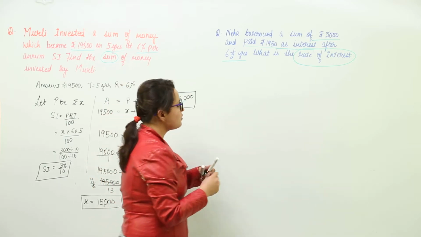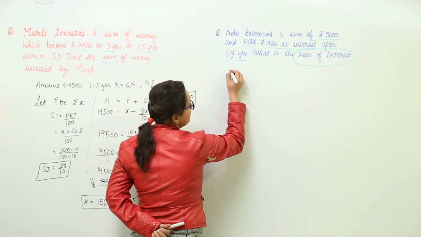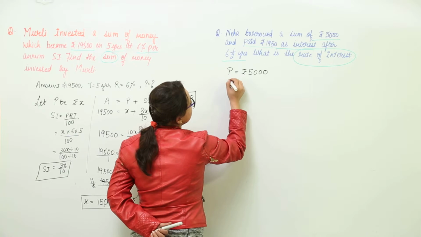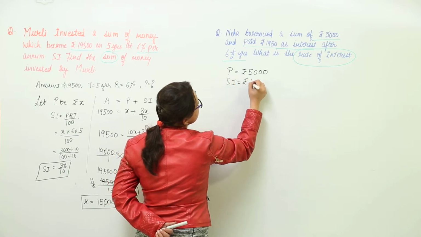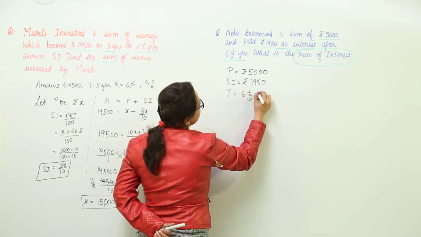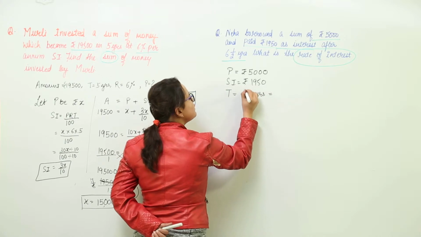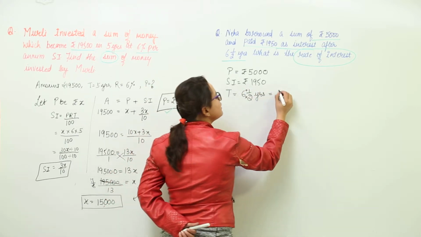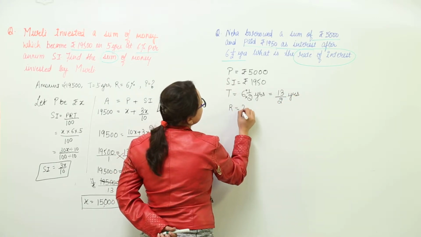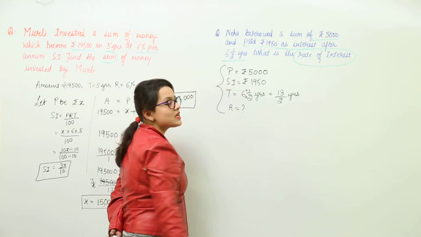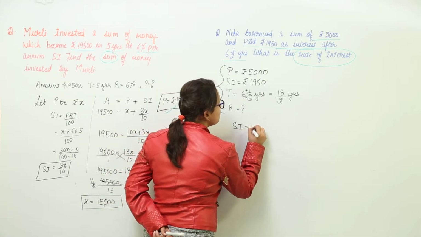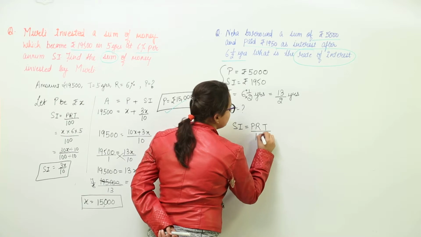So how do we calculate rate of interest? Simple enough, let us write down all the values given. The principal is given to us as rupees 5,000. The interest that has been given to us is rupees 1950. The time period is also given to us as 6 1/2 years, which can be simplified and written as 2 times 6 is 12 plus 1, 13 upon 2 years, and we have to find out the rate. Can you think of any formula which has all the four quantities in them? Yes, we do have, and which is simple interest equal to PRT upon 100.